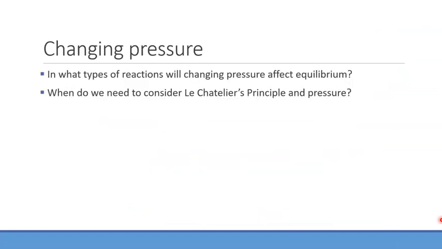Now let's consider the effect of changing pressure or volume. What types of reactions would changing the pressure affect equilibrium, and when do we need to consider Le Chatelier's principle and pressure? It's when we're dealing with gases.